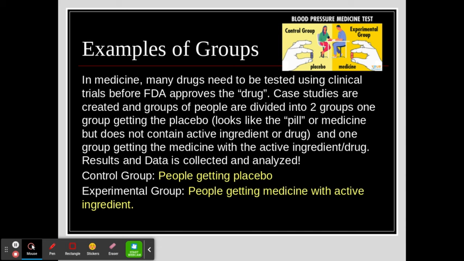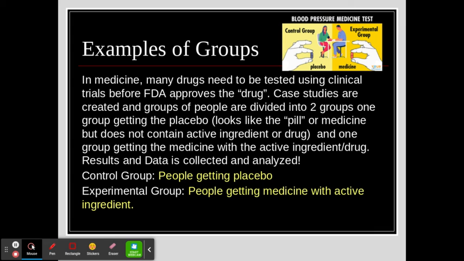So the control group in this example is the group getting the placebo, right? Which is basically a pill or medicine that looks exactly like the drug, quote unquote, but it doesn't have that active ingredient. And then the experimental group would be the people getting that pill or drug with the active ingredient. So you have some sort of comparison or standard to compare it to.